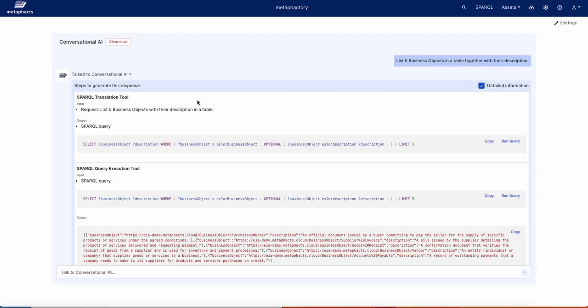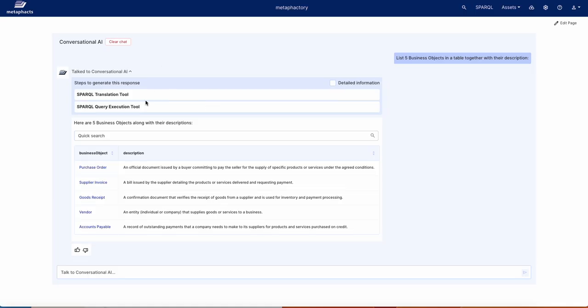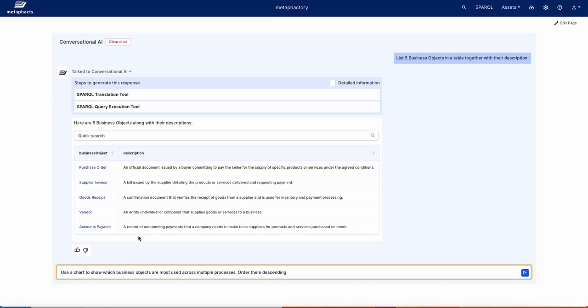So for every question that is asked, the ontology is prompted, so obviously the chat will know the domain that we're referring to. Maybe a nice follow-up question would be now, continuing with this explanatory approach, to ask it to use a chart to show which business objects are most used across multiple processes.